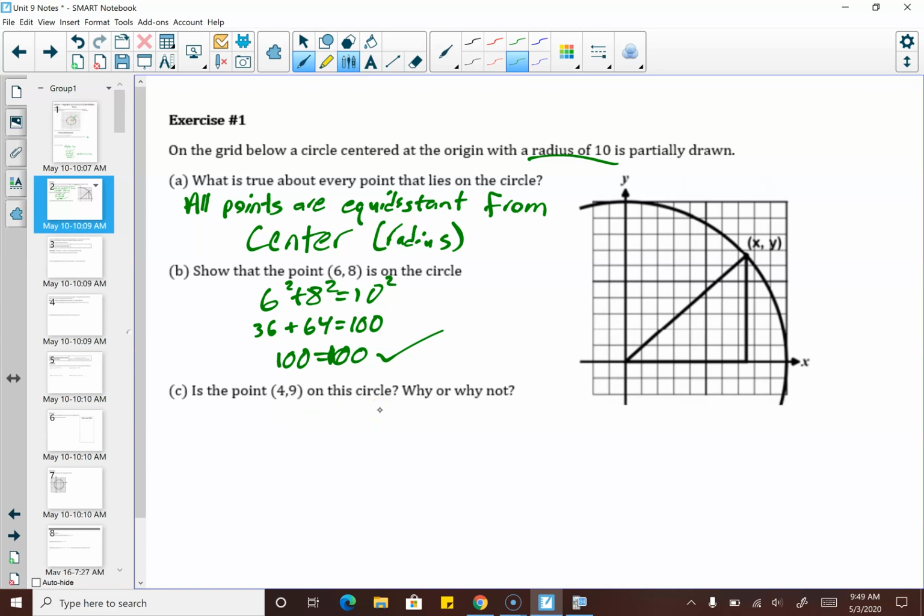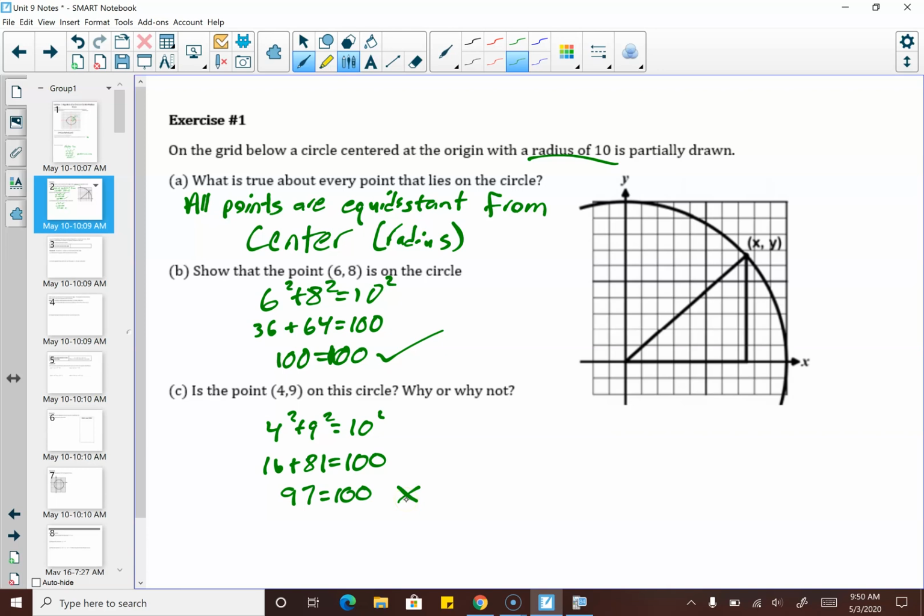Why or why not? Well, we're going to do the same process here. So 4 squared plus 9 squared equals 10 squared. 4 squared is 16. 9 squared is 81. 10 squared is still 100. 16 and 81 gives us 97. So that does not work out.